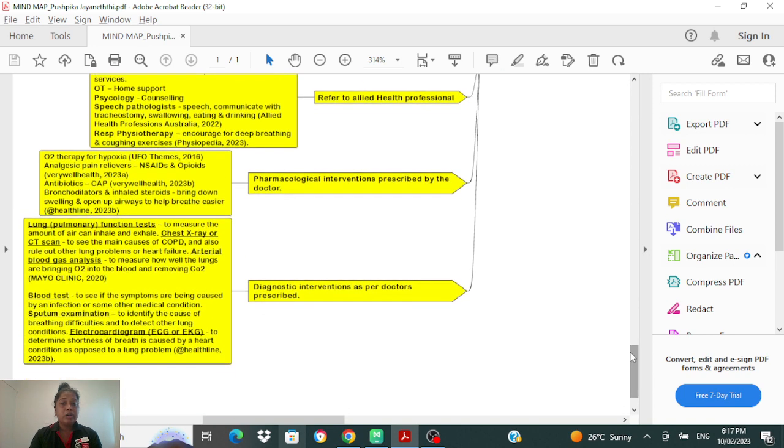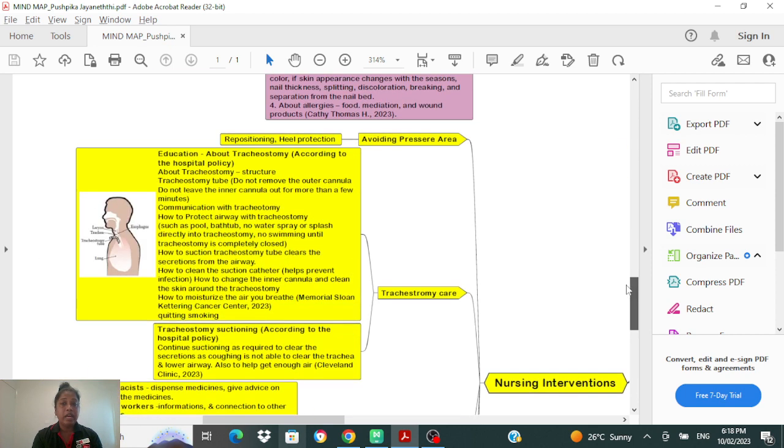And all the diagnostic interventions as prescribed by the doctor: lung function tests, CT scan, blood gas analysis, blood tests, urine examinations, and ECG or EKG. These tests help to confirm her diagnosis, to find out the causes, so the doctor can make the right care planning.